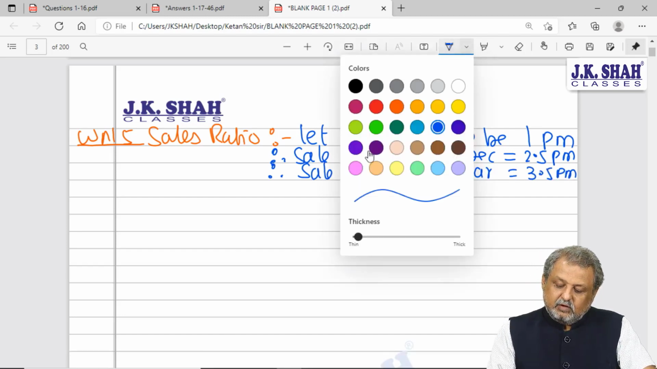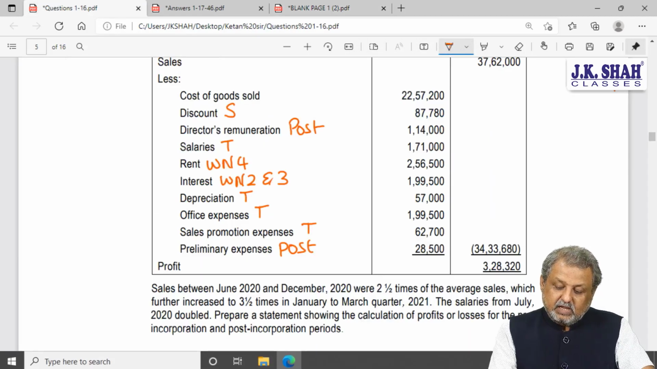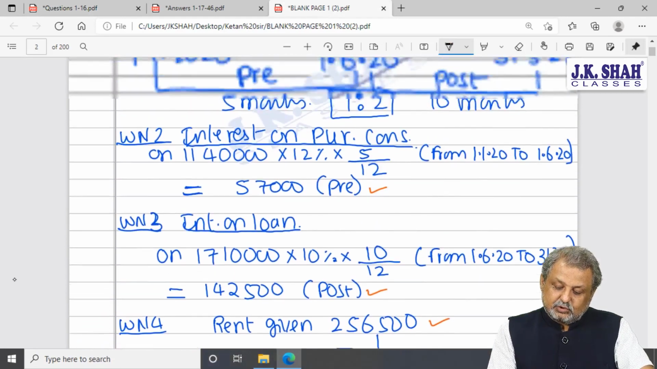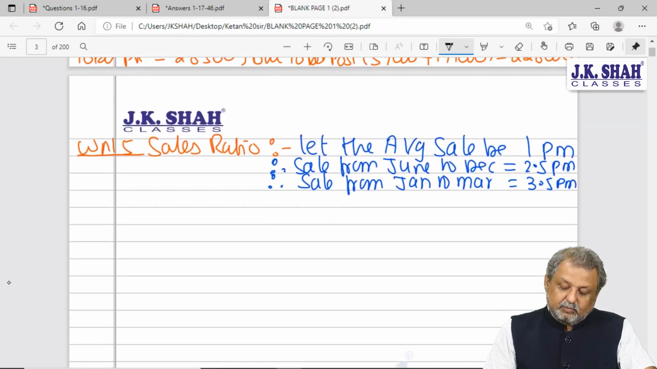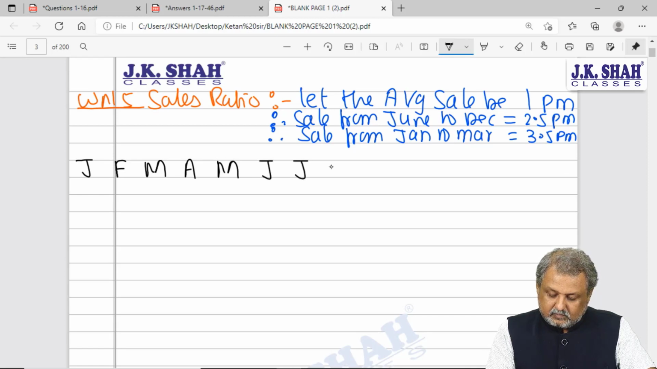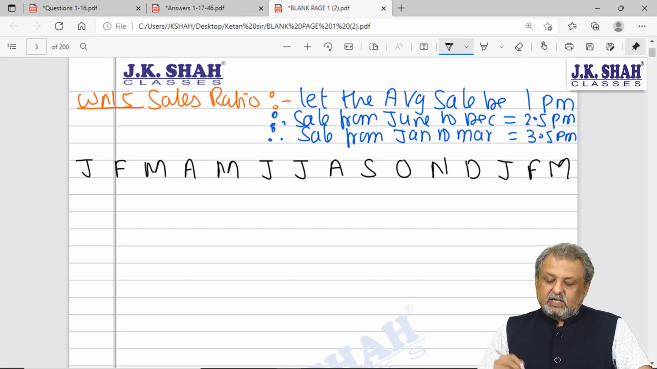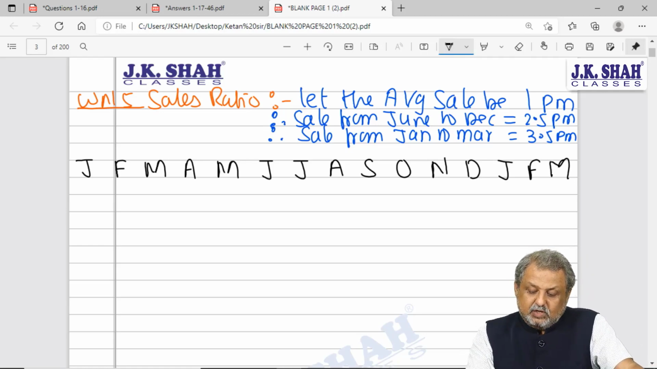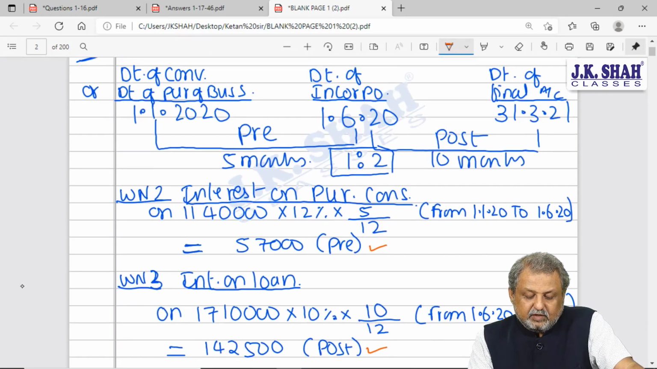Then write down the number of months, beginning from the time ratio. Look at the time ratio. First January, so start with January and go up to March. However, let me tell you, the presentation of the working note, if a student wants to do it in any other fashion, you can do it. And in the exam, of course, you don't have to use different colors. Use one color only.